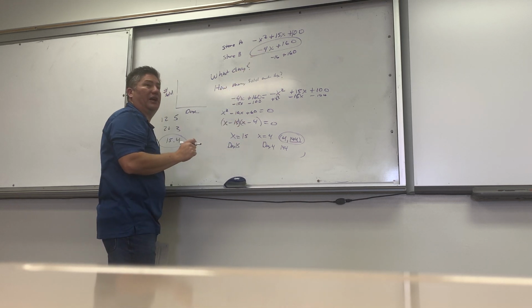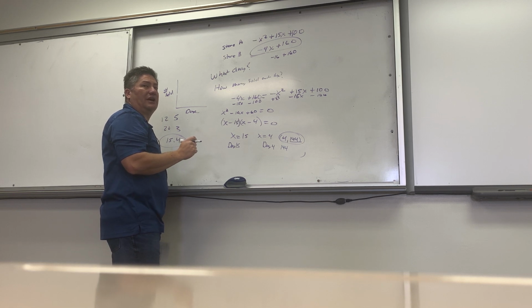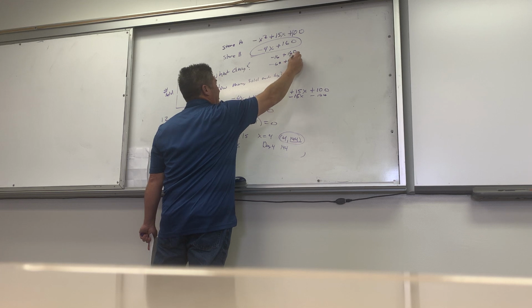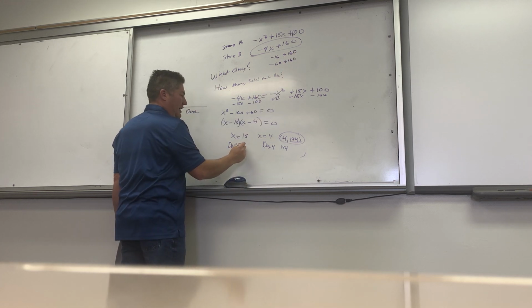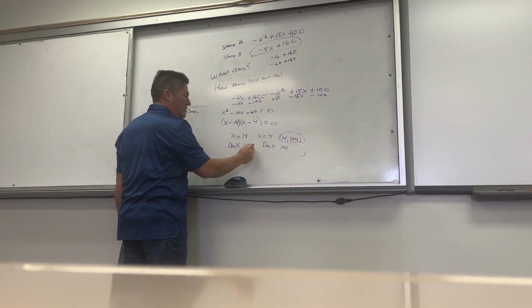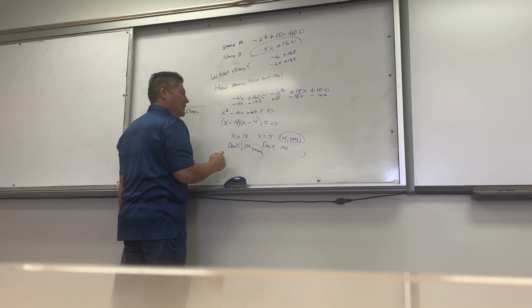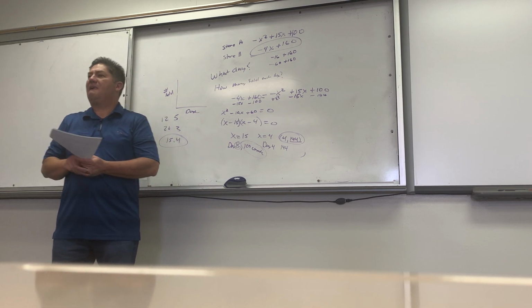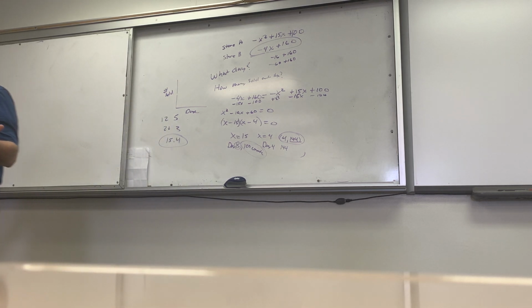Okay, on day 15, plug in the 15. 15 times 4, negative 60 plus 160 is going to be what? They're going to sell 100 computers. So each of them will sell 100 computers on day 15. Okay? So those are the 2 days they'll sell the same amount.